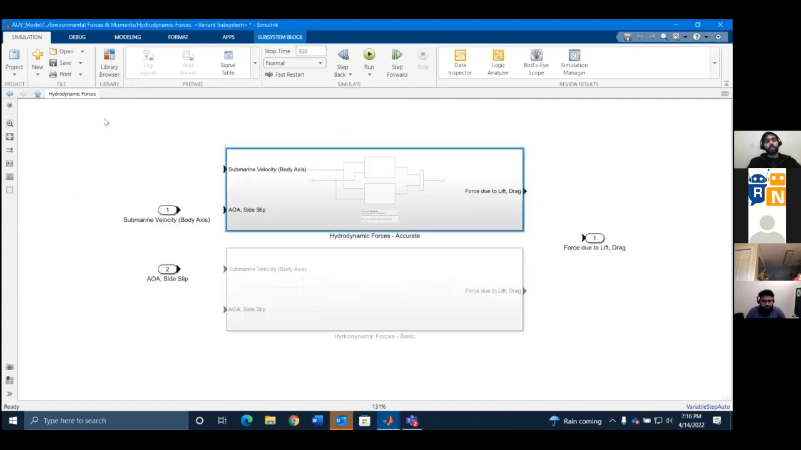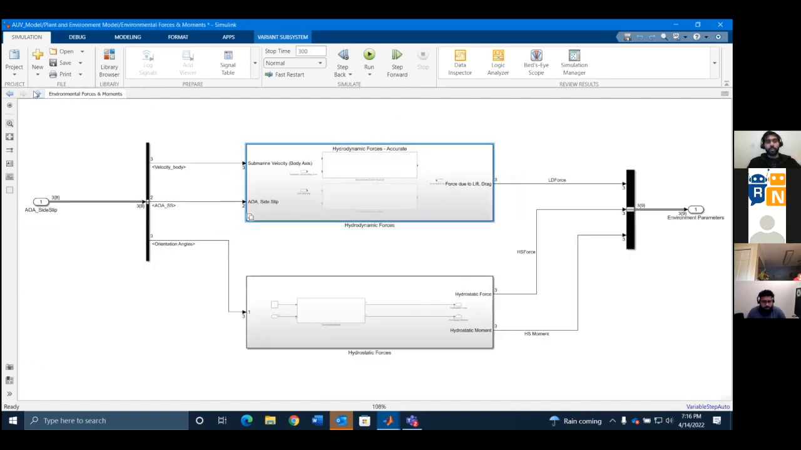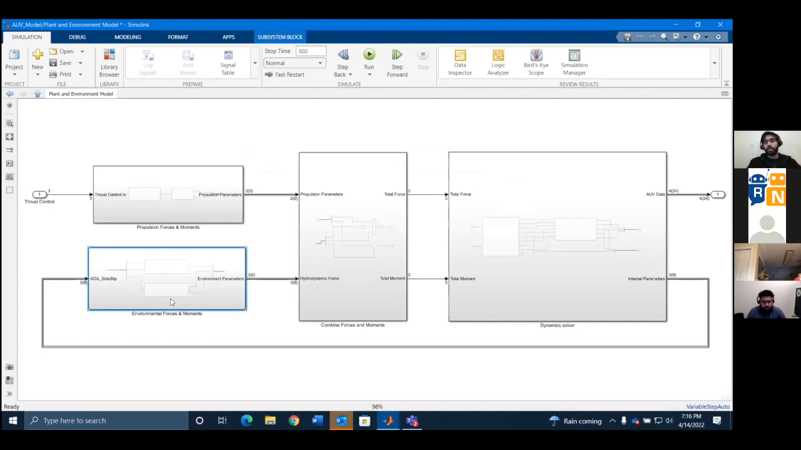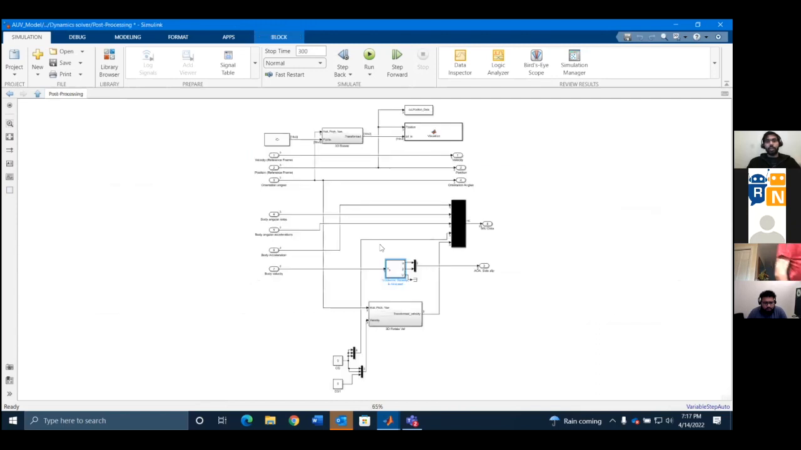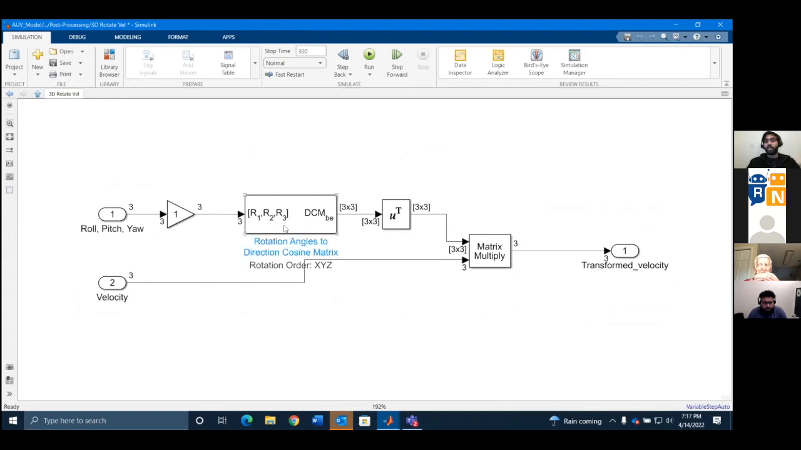Now, once you have both your environment forces and propulsion forces, you combine them and put them into a dynamic solver. So this is the 6 degree of freedom solver that I talked about. You feed in your forces and moments, and it gives you your quantities of interest: velocity, position, angles. And once you have all these quantities, you use the rotation and the translational block to maintain the relationship between the reference frames and your body frame.